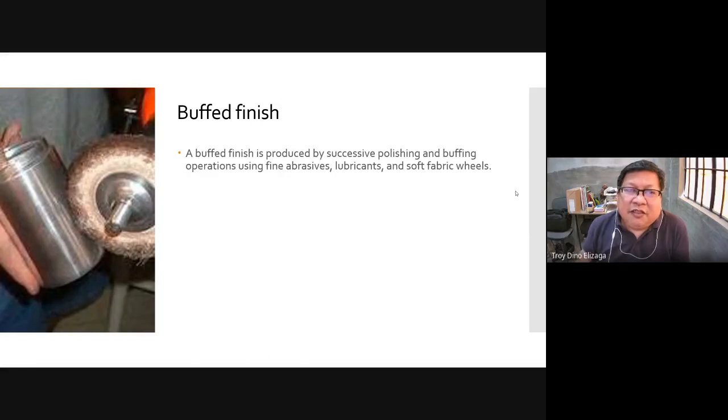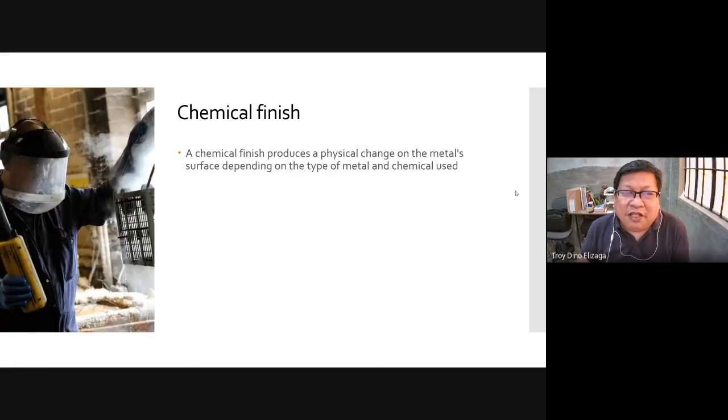Now, buffing is done by this device, which is polishing using a soft fabric wheel. It turns around, and it's like buffing your shoes, no? But making use of this device. Chemical finish, other than electrolyte, is not really chemical, no? But this is an example.